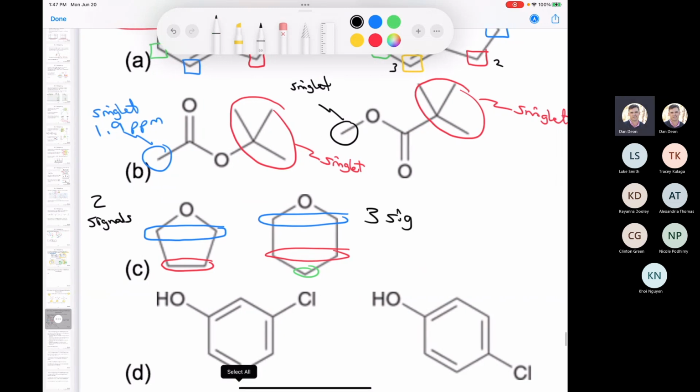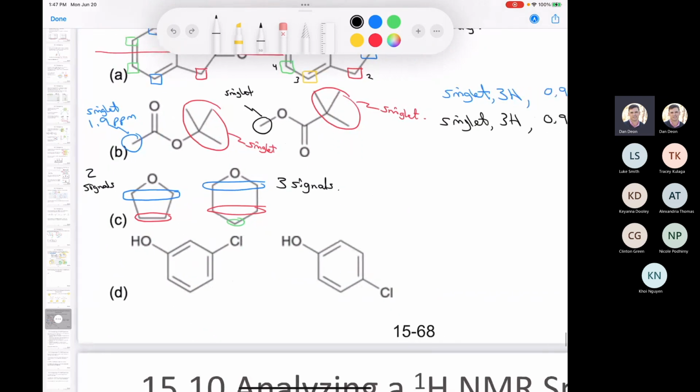Perfect. Again, very quick. We could just look at the NMR spectrum. Two signals, this compound. Three signals, going to be this compound. Just like that. Boom. We were able to determine the difference between the two.